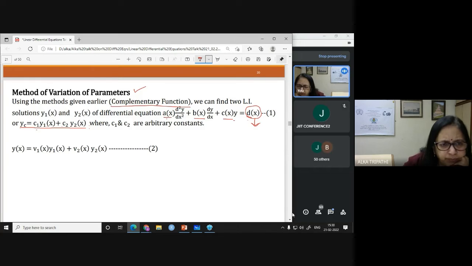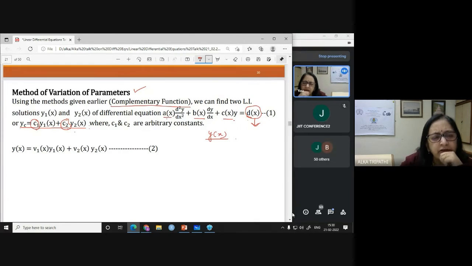Now, for finding yp, or you can say for finding the general solution y(x), we assume that c1 and c2 are not constants, but functions of x. Or you can say c1 and c2 are variables, which we write as v1(x) and v2(x). So we assume that our solution is y(x) equal to v1(x) y1 plus v2(x) y2, where at this stage, in the starting, we don't know the values of v1 and v2.